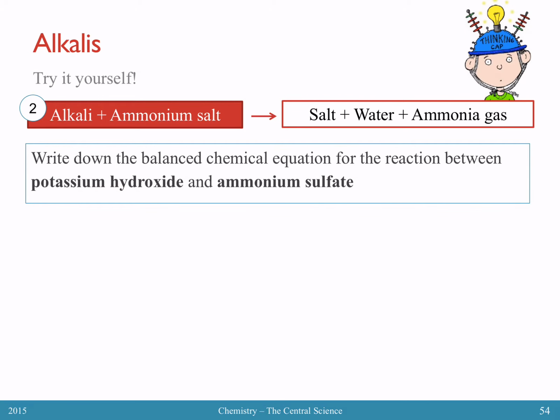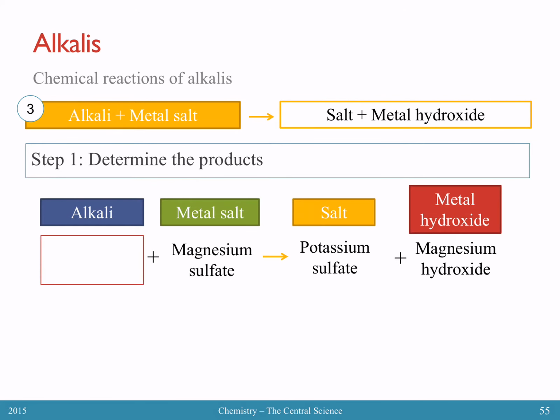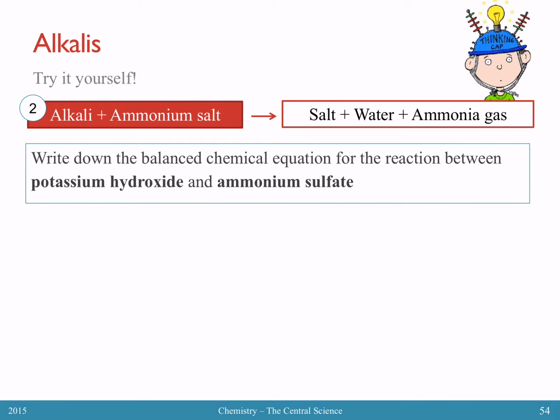Now we write down the balanced equation for the reaction between potassium hydroxide and ammonium sulfate. Try it out yourself now. First, write down potassium hydroxide plus ammonium sulfate. Sulfate is 2 minus, ammonium is plus, so I need 2 ammonium to balance 1 sulfate.